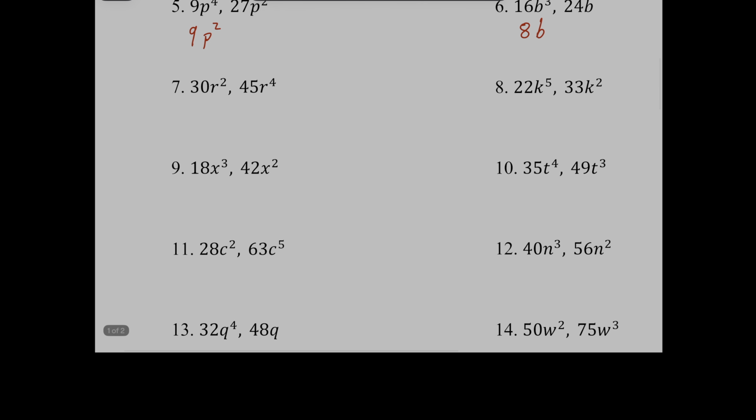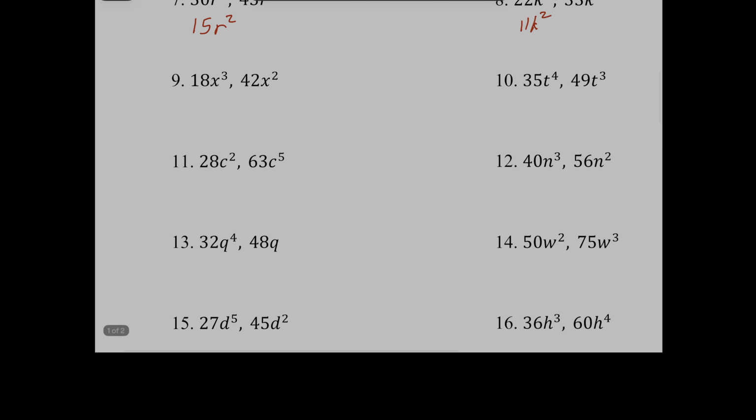Number 7, will 30 go into 45? No. So what's the next biggest factor? The way you find that out is you cut it in half. Well, what's half of 30? That would be 15. Will 15 go into 45? It will. So it's going to be 15r squared. The next one, will 22 go into 33? No. What's the next biggest factor? 11. Will 11 go into 33? Yes. 11k squared.